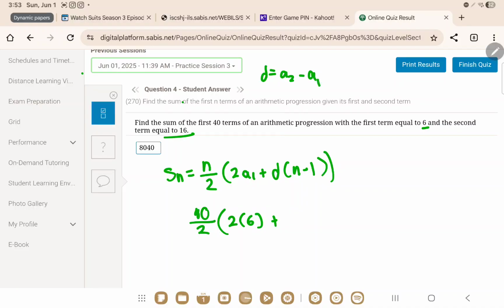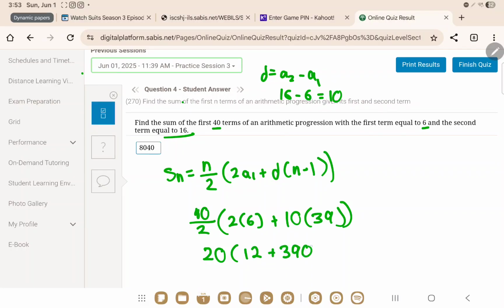Let's say they give you the fourth and the fifth term. You do fifth term minus fourth term. It's any two consecutive terms. So here we have 16 minus 6, which is 10. So your common difference is 10 into n minus 1. n minus 1 is 40 minus 1, which is 39. Now 40 over 2 is 20 into 12 plus 390. I'm obviously not going to solve it fully, which is 400.